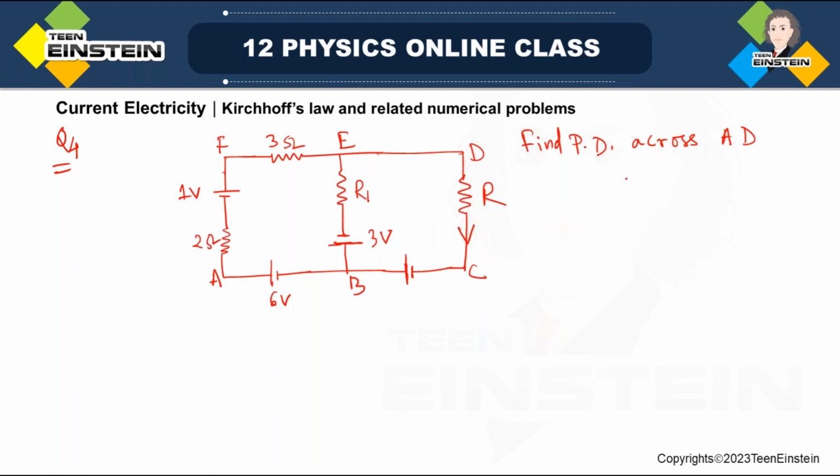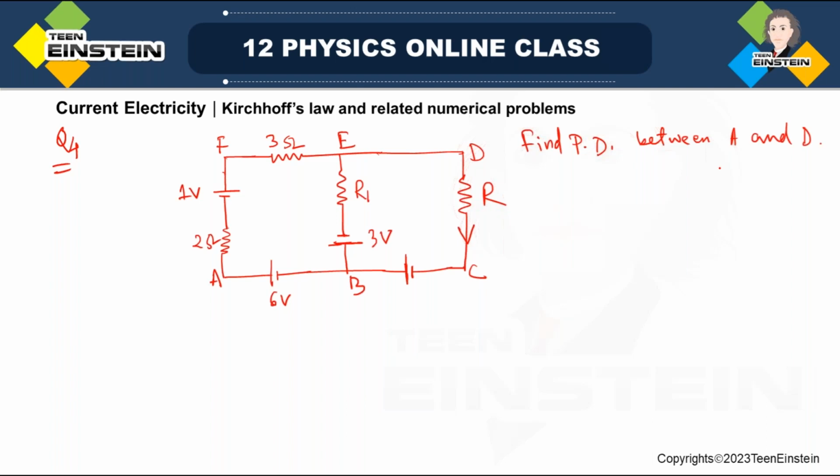Across, in the sense I mean to say, between A and D. Potential difference. Find the potential difference between A and D. So this is the question.